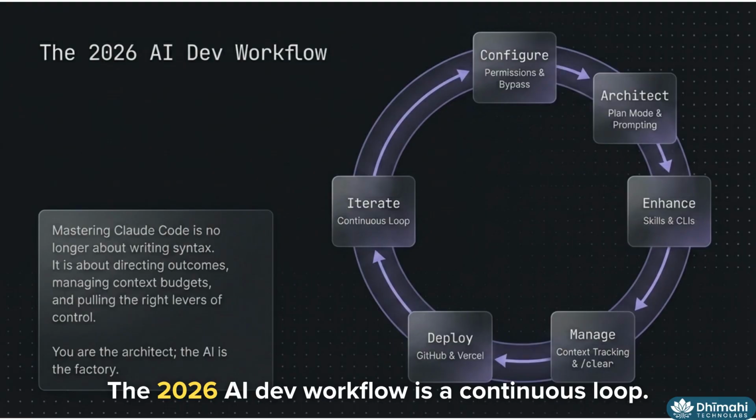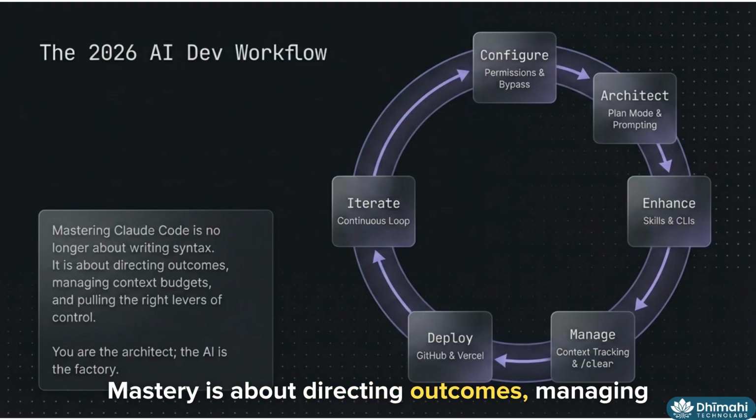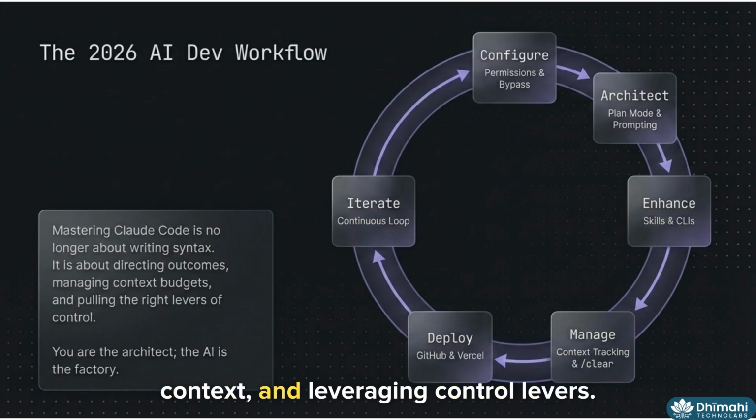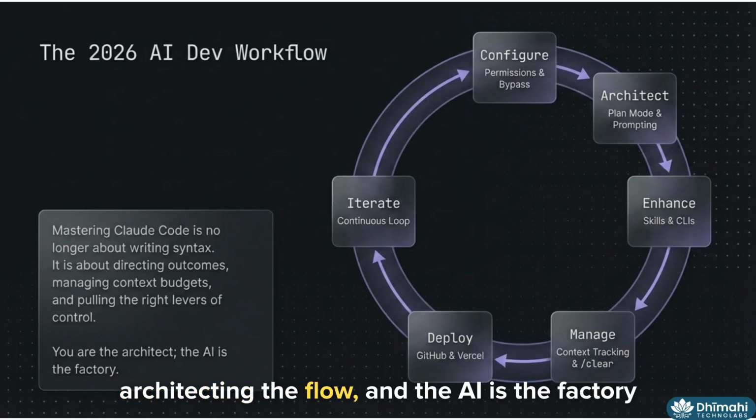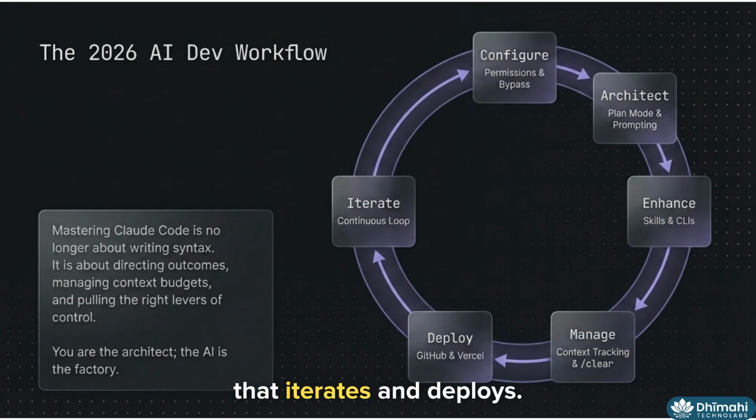The 2026 AI Dev workflow is a continuous loop. Mastery is about directing outcomes, managing context, and leveraging control levers. You are the architect, configuring and architecting the flow, and the AI is the factory that iterates and deploys.